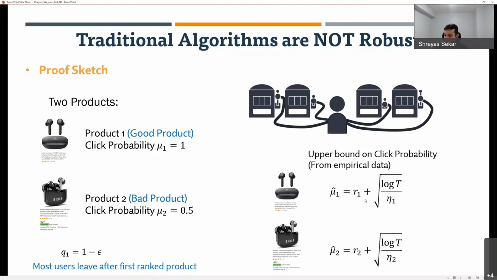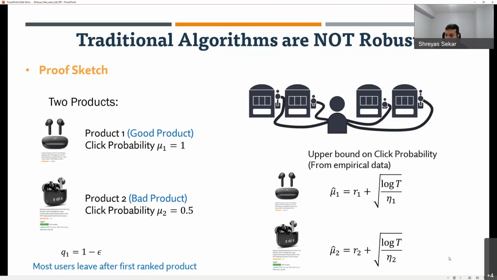Okay, let's go over this a bit carefully. And this is going to be the only math in the rest of this talk, hopefully. So R1 is the fraction of consumers who clicked on this product. Okay, so R1 is a number between 0 and 1, and it's your empirical click probability.